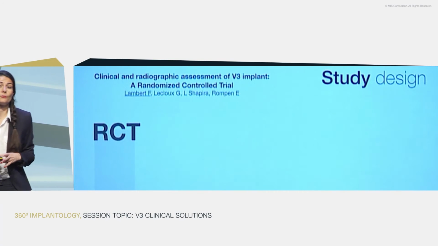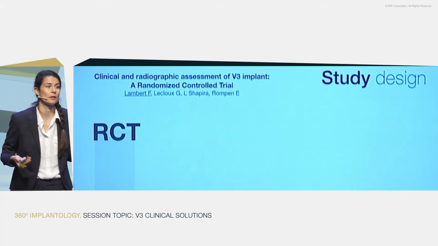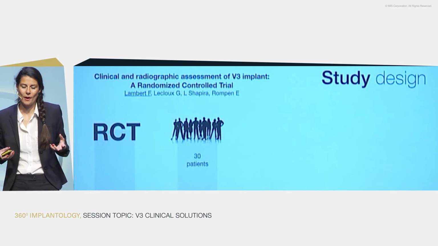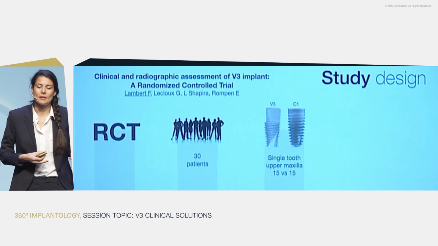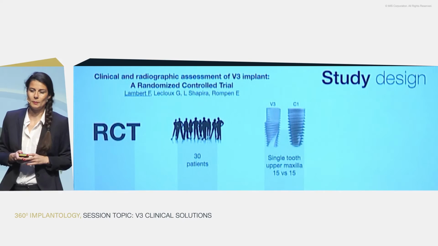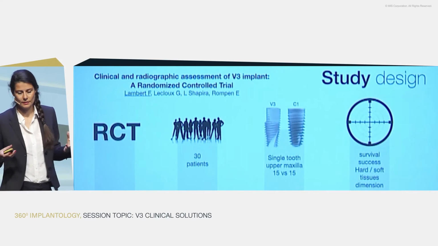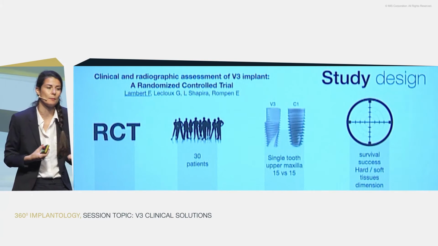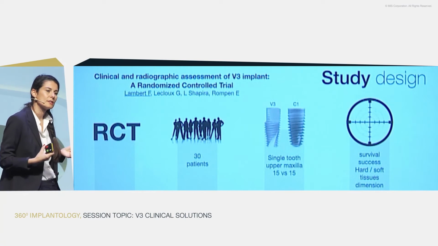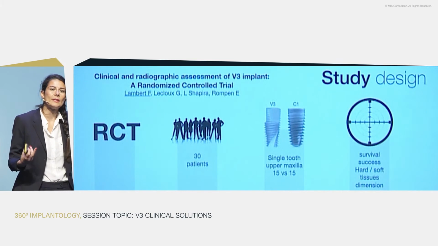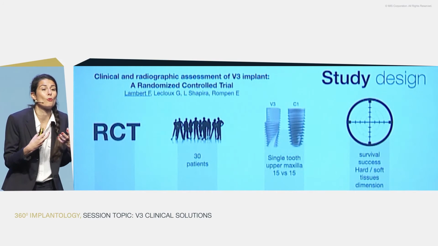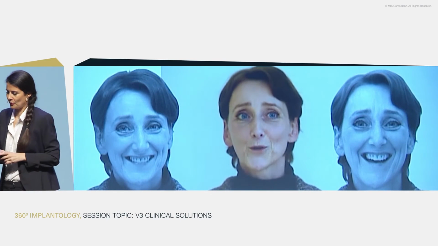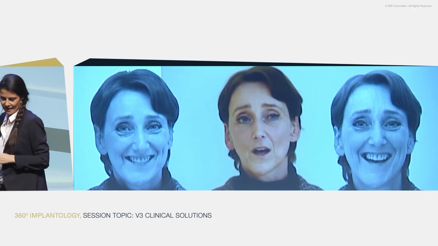And we have tried to apply this general concept in a study, a randomized controlled trial, comparing the V3 implant and the C1 implant. We had 30 patients included, and we looked at survival and success rate of the implant, as well as the hard and soft tissue dimensions. The study is ongoing, so it's not completed, and today I just want to share some of the preliminary results, and I hope to give you further results later on.